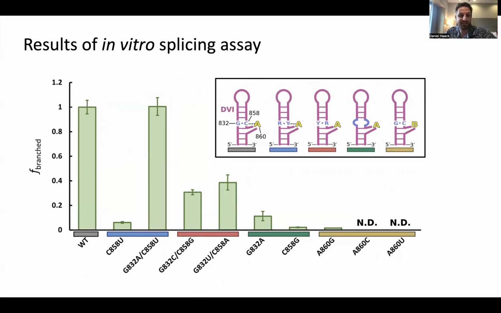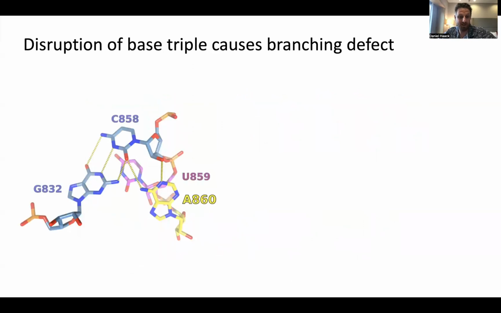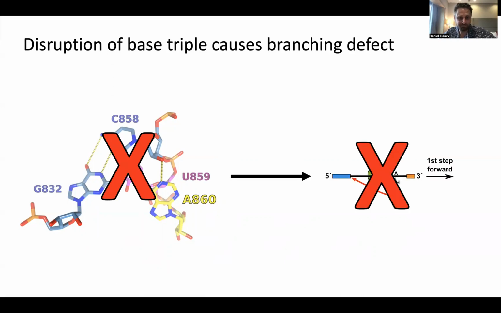Even more interesting is the fact that the mutant that was designed to maintain the base triple actually displayed one of the worst branching defects among those tested. The mutant changes the GC base pair into a GU wobble. This result suggests that there is a Watson-Crick preference for the central base pair of the base triple, and even the slight change to the helical parameters of the GU wobble is enough to throw off the geometry of the nucleophile. So in short, what we have found is that if the base triple is disrupted at all, it will disrupt the branching process.